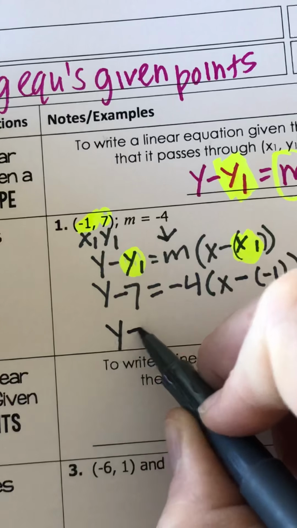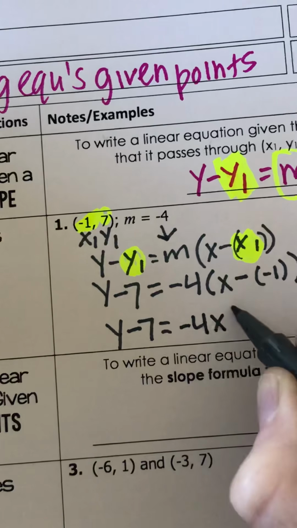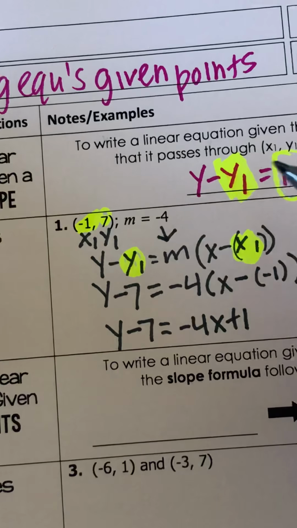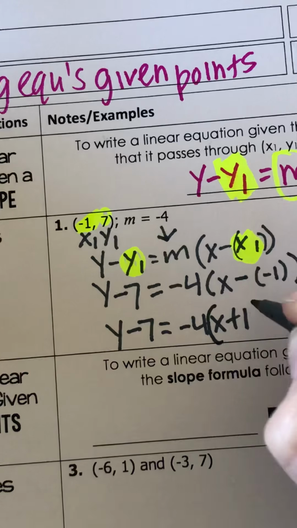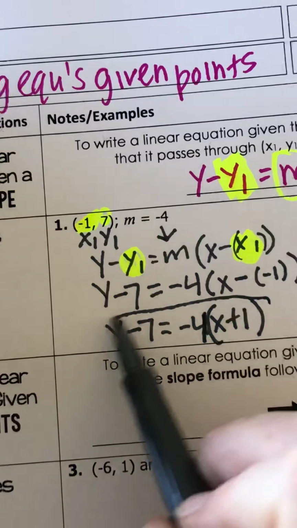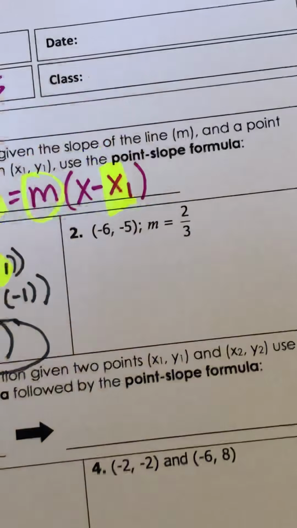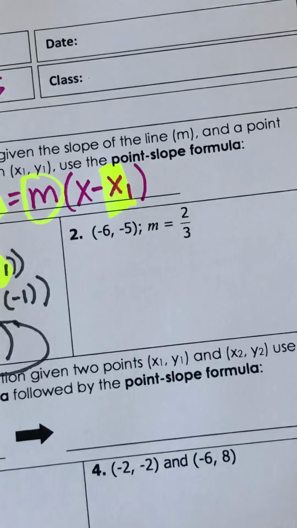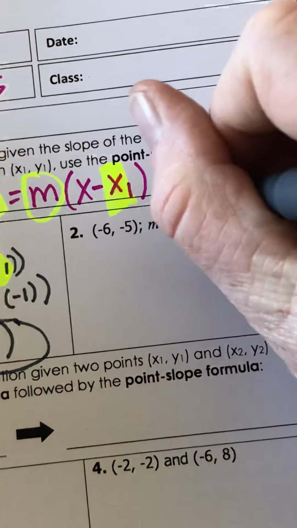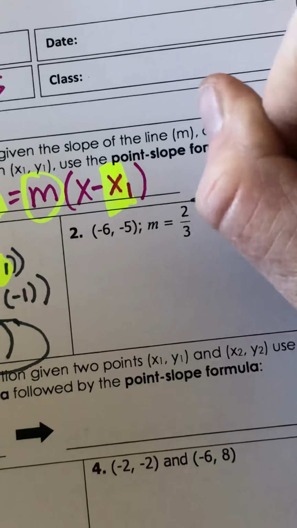So in point slope form, we'd have this. Y minus 7 equals -4x plus 1. Oops, that isn't point slope form. It needs to have parentheses. There we go. Okay. All right, so number 2, and now we're going to take this one more step and write it in slope intercept, so you can see what I mean.